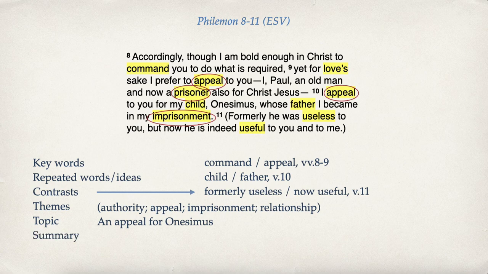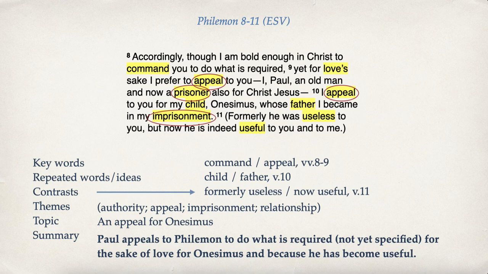Now, how would I summarize this? I would try to be careful to use the author's words as much as possible. But as I summarize, I would write this. Paul appeals to Philemon to do what is required, which is not yet specified in this paragraph, for the sake of love for Onesimus and because he has become useful.